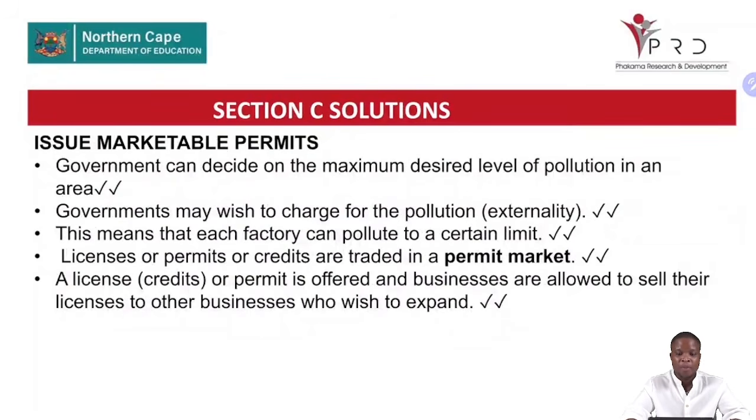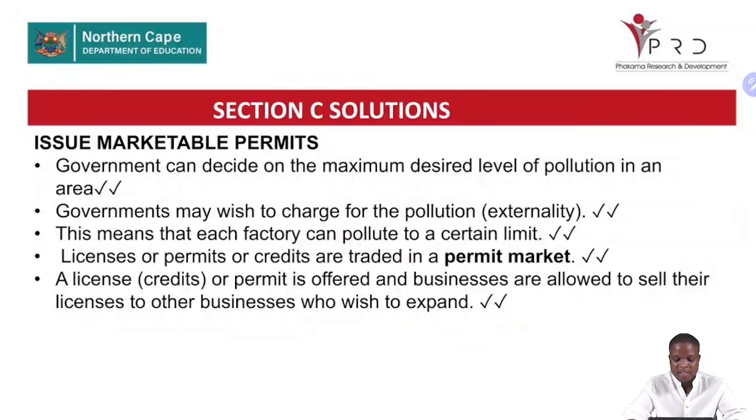Issuing of marketable permits, issuing of licensing in the usage of the environment. The government may limit environmental use by giving marketable permits. As soon as you finish using the permits that you have, then you cannot pollute further. Or because you want to avoid paying for these marketable permits, you do what? You now use more environmentally friendly ways so that you don't have to pay for the marketable permit. Right? The government can decide on the maximum desired level of pollution in the area. The government may wish to charge for the pollution, which is your externality.